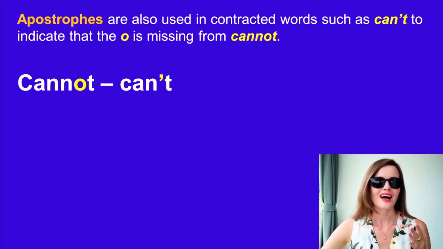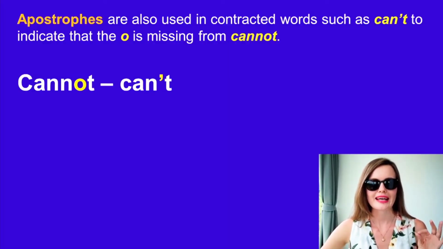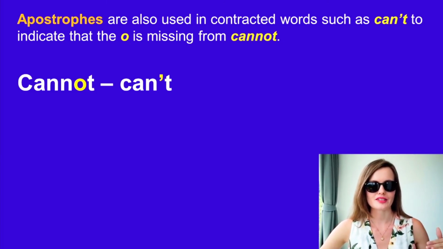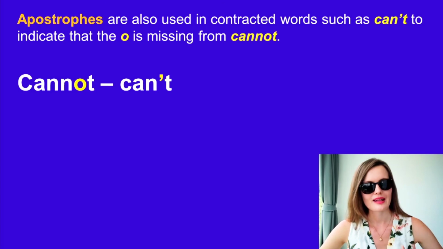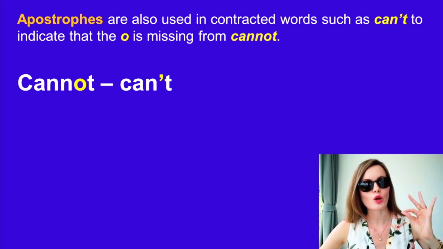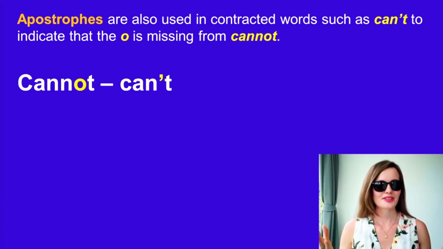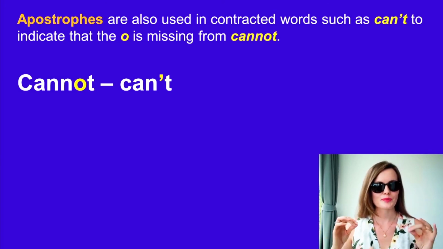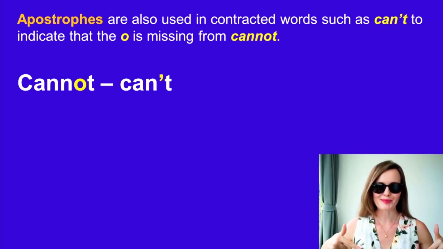Please check it out. Apostrophes are also used in contracted words such as can't to indicate that an O is missing from cannot. For example, we had the word cannot, then we made a contraction, can't, and instead of an O, we put an apostrophe. Can you remember which words in our lesson that I have just mentioned were contractions and we spelled them with an apostrophe? If you remember these words, please write them in the comments below.